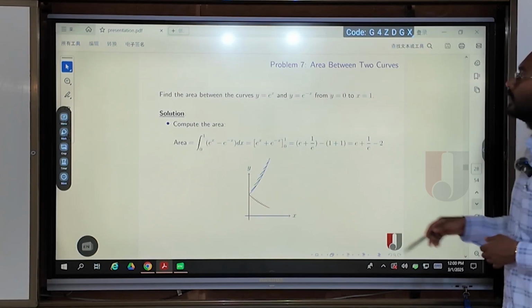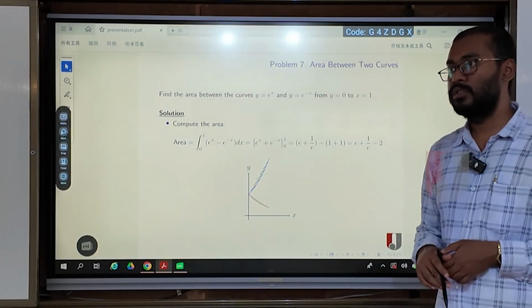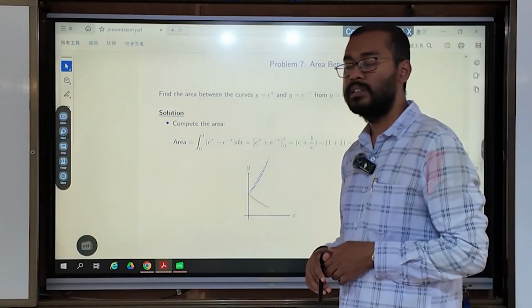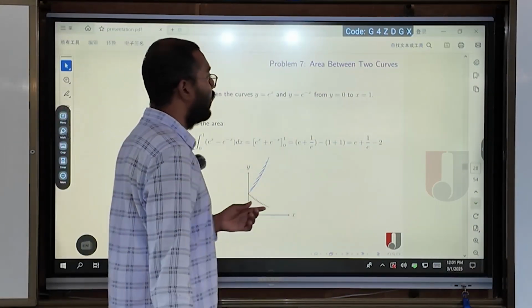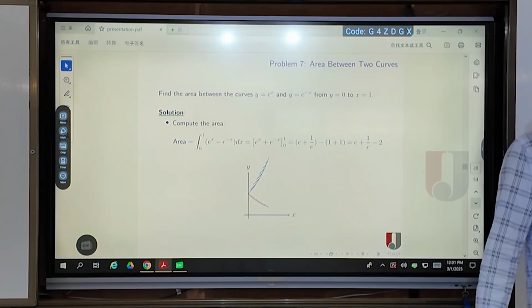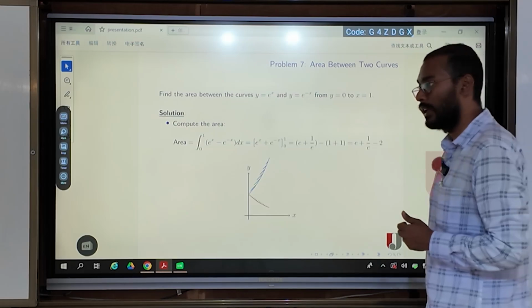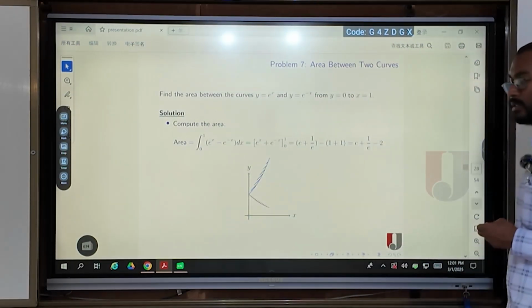y equal to e to the power x, another is y equal to e to the power minus x. Two curves are there: y equal to e to the power x, and another curve y equal to e to the power minus x, from x equal to 0 to x equal to 1. So first we have to understand how the curves look, what the curve e to the power x looks like and e to the power minus x looks like.